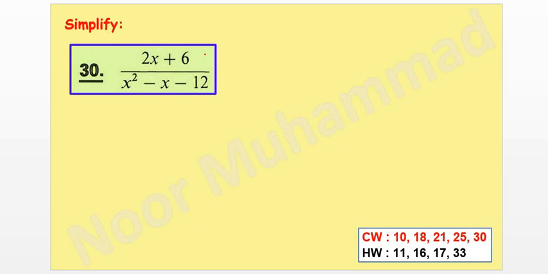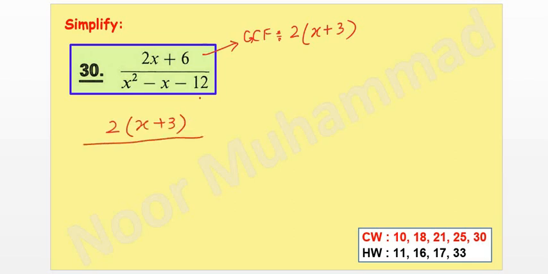Now think about how we can factorize the numerator. Obviously it can be done by using the GCF method. So what is the GCF here? It's 2, pull it out, and the other factor will be x plus 3. So the numerator can be replaced by 2 times x plus 3. What will be in the denominator? It can be done using the AC method. Now pause the video here and complete the question on your own.